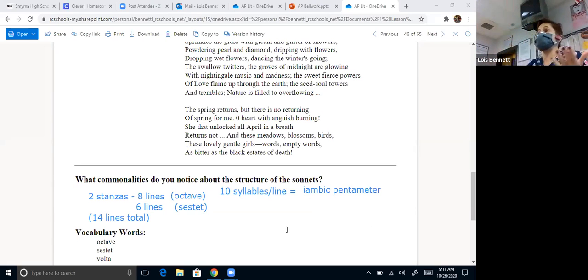And they look very fixed like squares because they're 14 lines, 10 syllables each. And so if you look at a poem on a page and it looks like a square, chances are good you're looking at a sonnet. All right, so we've got one more thing that I want us to notice about these before we move on. What other structure similarities did you notice between, for example, the octaves of every poem?